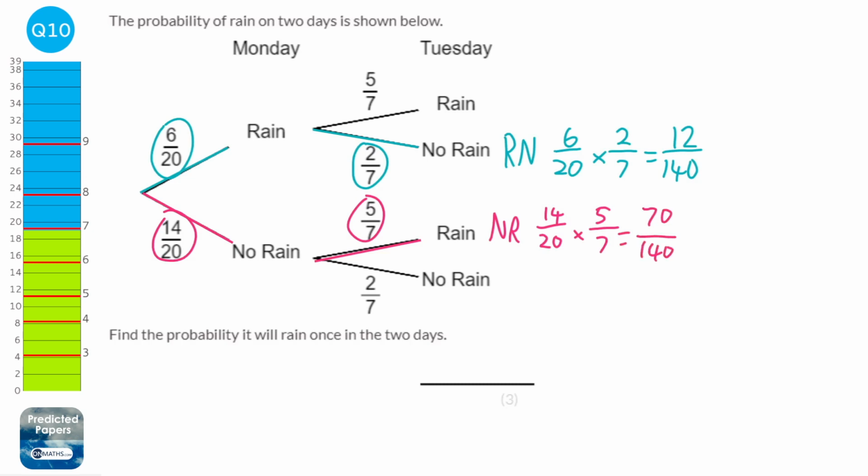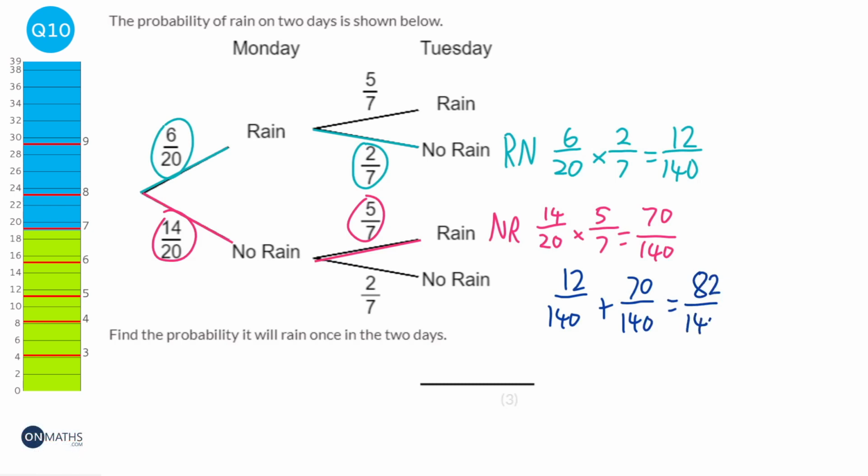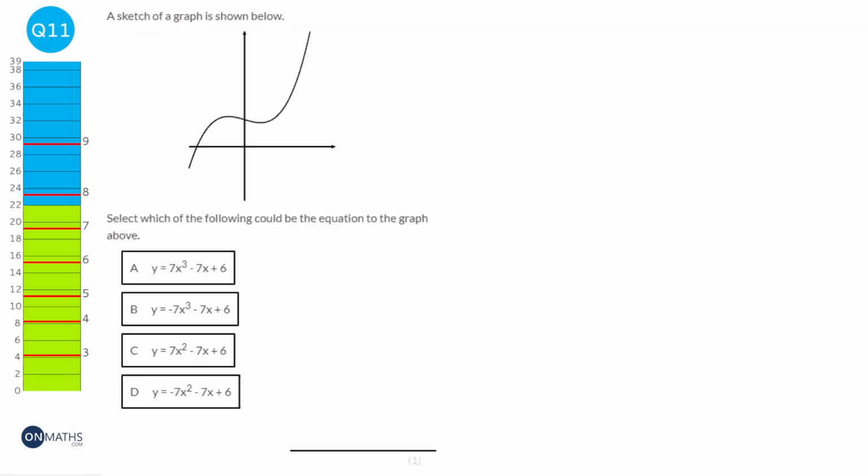Now we're looking for the probability it will rain and not rain, or not rain and rain. The word or in probability means add, so we're going to get that 12 over 140 and add it to the 70 over 140, and that will give us 82 over 140, and then we can cancel that down to 41 over 70.